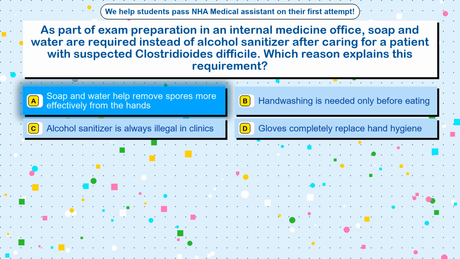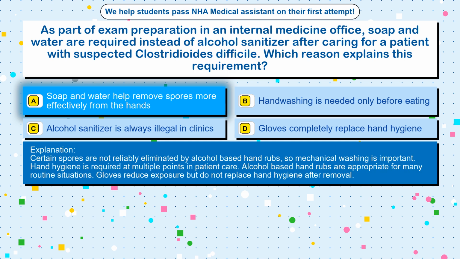Soap and water help remove spores more effectively from the hands. Certain spores are not reliably eliminated by alcohol-based hand rubs, so mechanical washing is important. Hand hygiene is required at multiple points in patient care.